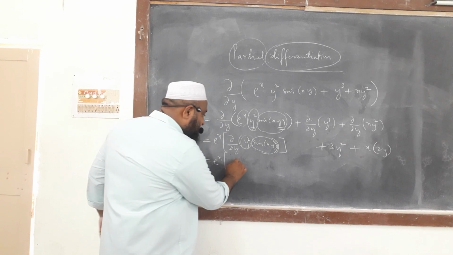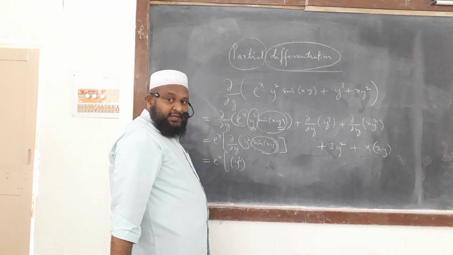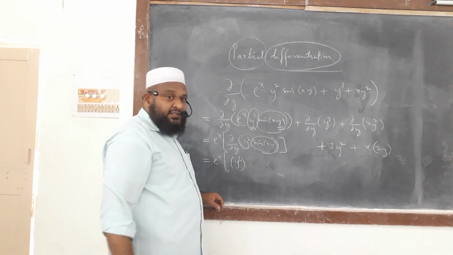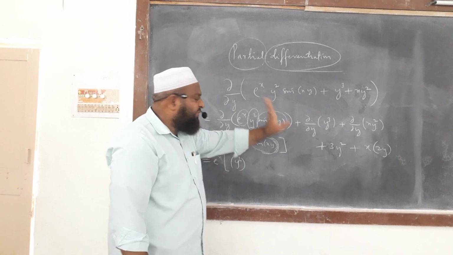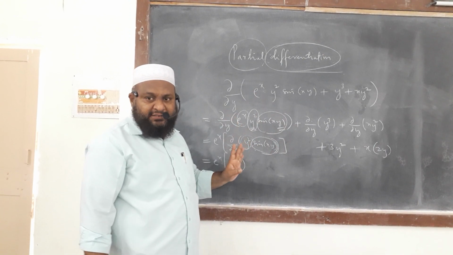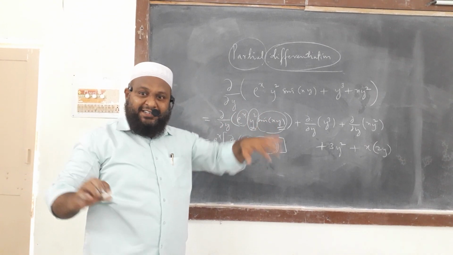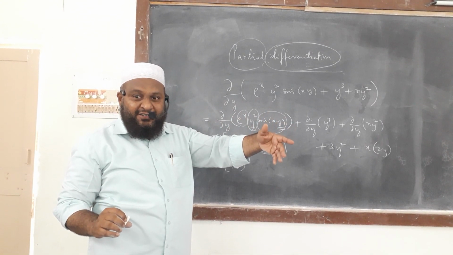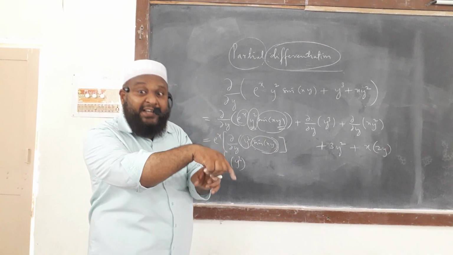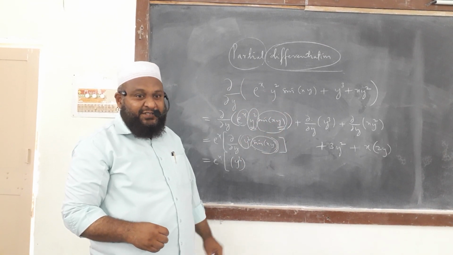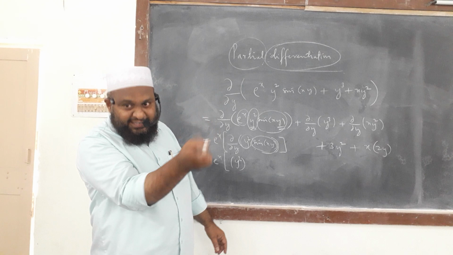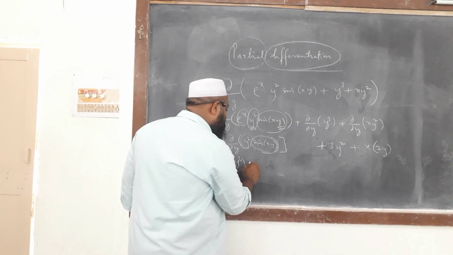First I will copy y square as it is. And I will do differentiation for sin xy. Sin of something, derivative is cos of the same thing. So xy. So what now?